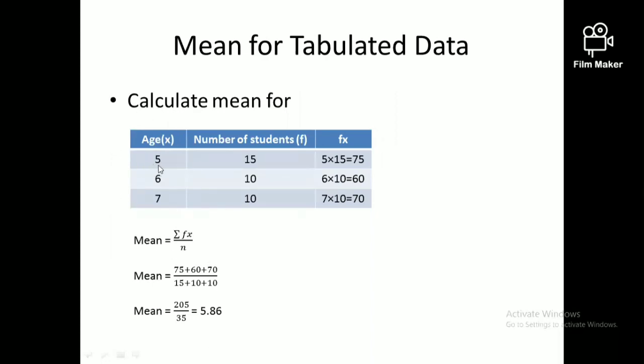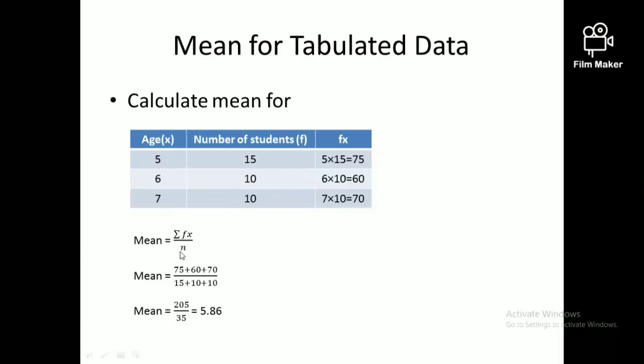What you need to do is, there are 15 5s. So you can add 5 plus 5 plus 5, 15 times. There are 10 6s. Therefore, you can add 6 plus 6 plus 6, 10 times. And there are another 10 times of 7. So you can add 7 plus 7 plus 7, 10 times. And you can add them together and divide by the number of information.